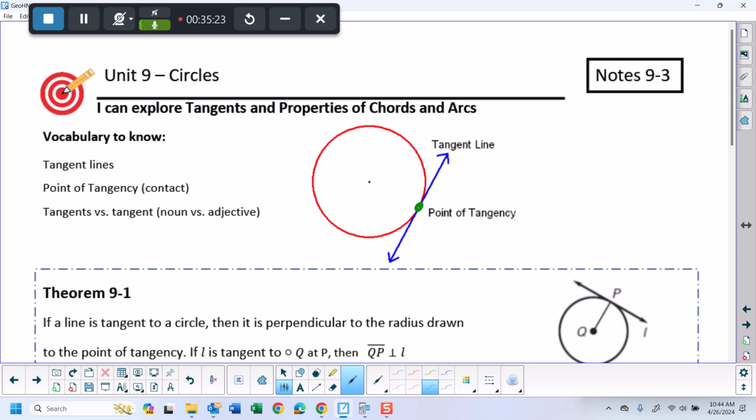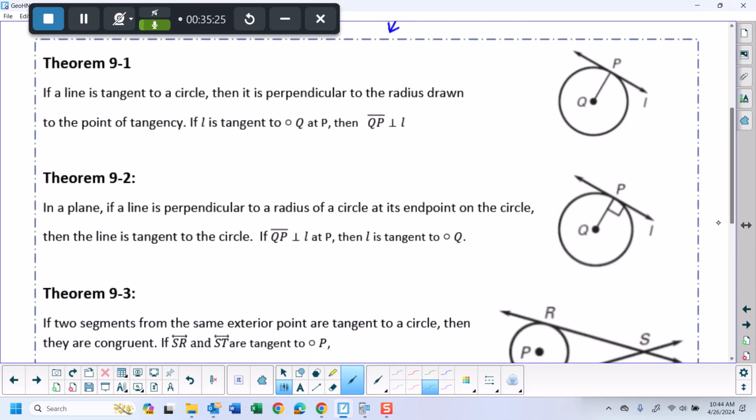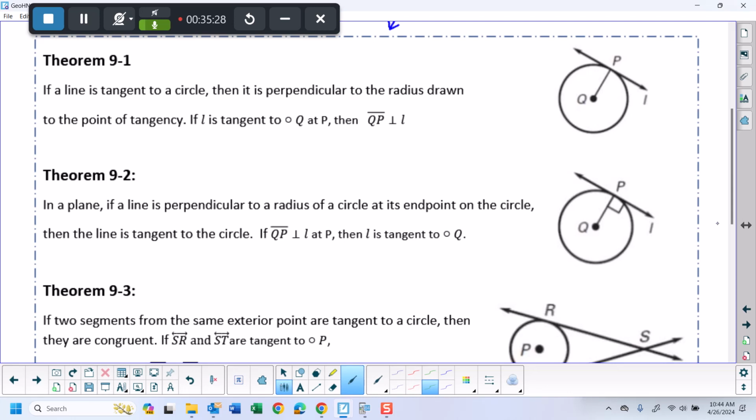All right. The first property that we're going to talk about is when we have a tangent line to a circle. And a couple things happen. If a line is tangent to a circle, then it's perpendicular to the radius drawn to the point of tangency. So if I have circle Q, and this line P is tangent, that means it intersects it at exactly one spot, and those two lines are going to be perpendicular. So I'm going to have a perpendicular relationship between.